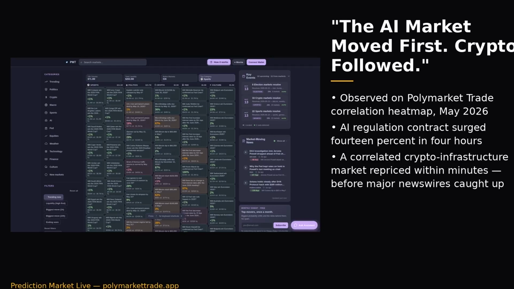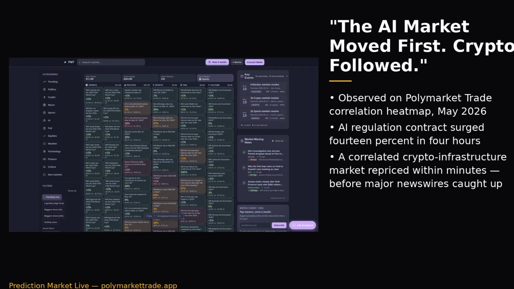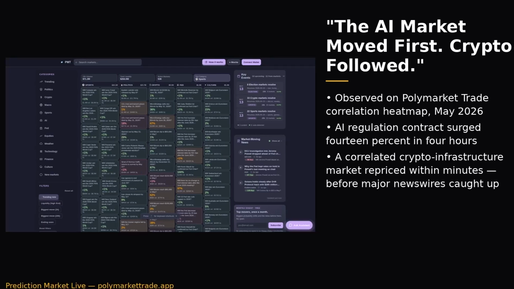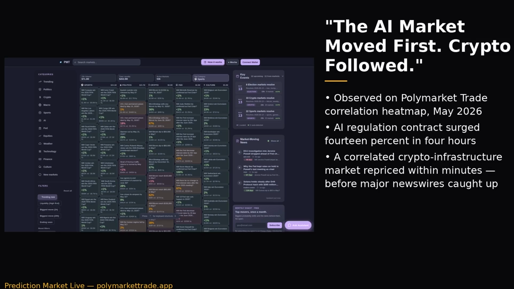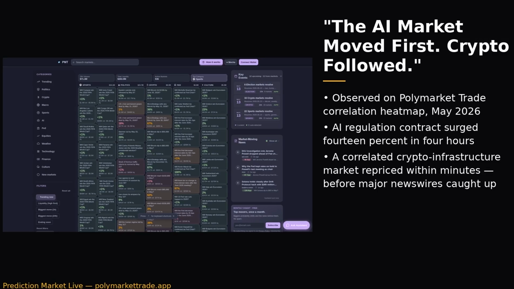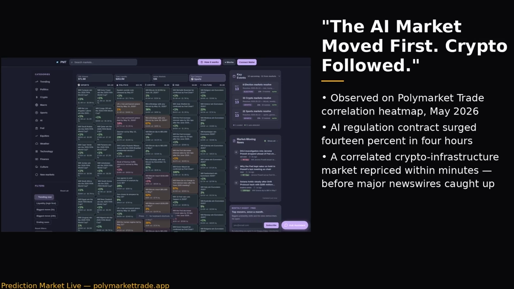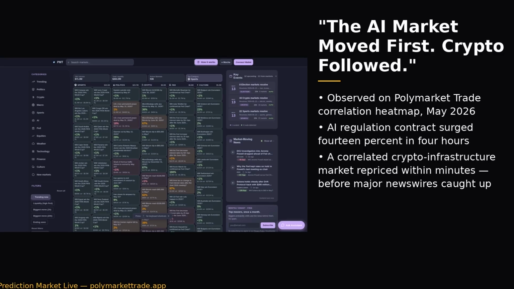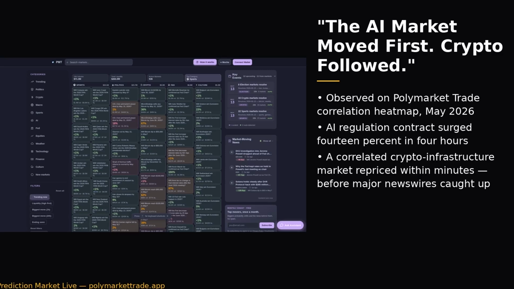The AI market moved first. Crypto followed. Pause on that for a moment. This is not coincidence. This is correlation. And right now, on PolymarketTrade's analytics dashboard, the heatmap is lit. An AI regulation contract has moved 14% in the last 4 hours.